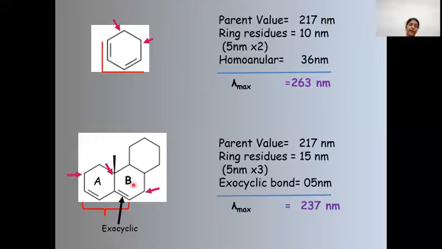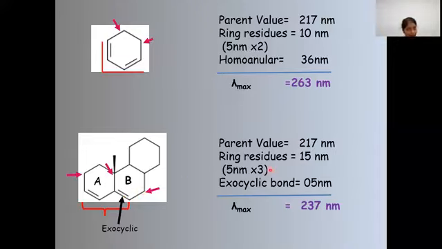Next example. In the next example, again this is the parent molecule. We have to look at the substituents directly attached to the parent molecule. With this double bonded carbon atom, this single bonded carbon is present, 1 ring residue. With this double bond, this single bonded carbon is present, 2nd ring residue. With this double bond, this is the single bonded carbon atom, this is the 3rd ring residue.